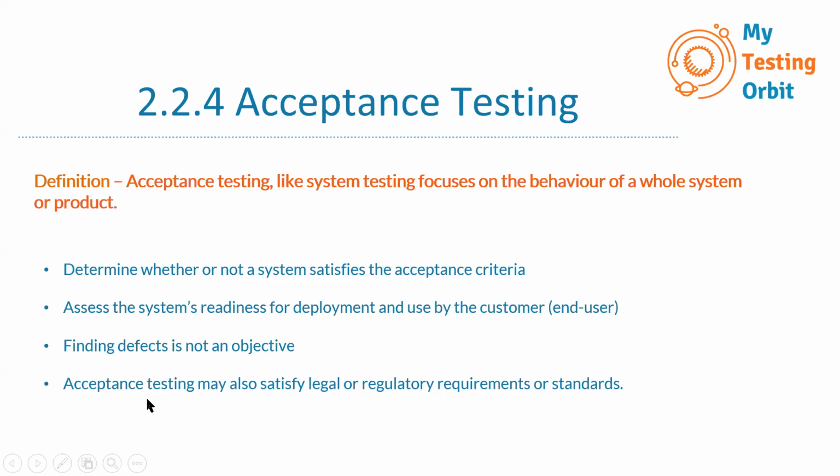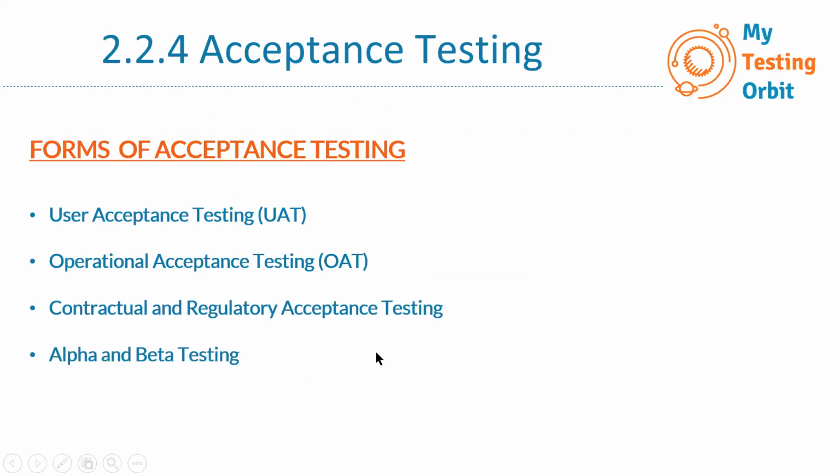The last point is that acceptance testing may also satisfy legal or regulatory requirements or standards. This is the same as for the previous test levels as well. Whenever there are legal or regulatory requirements, they have to be taken care of in all test levels, in different forms. Okay, let's go to the next slide.